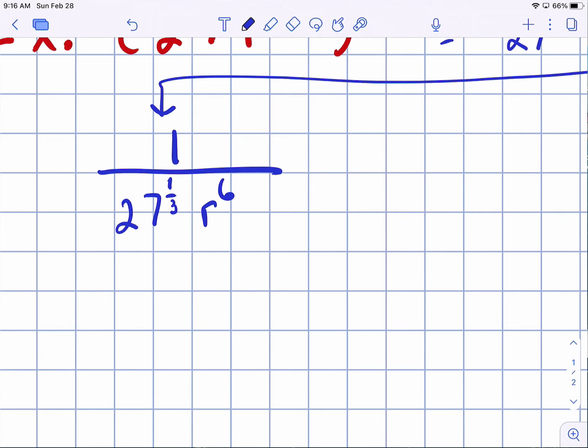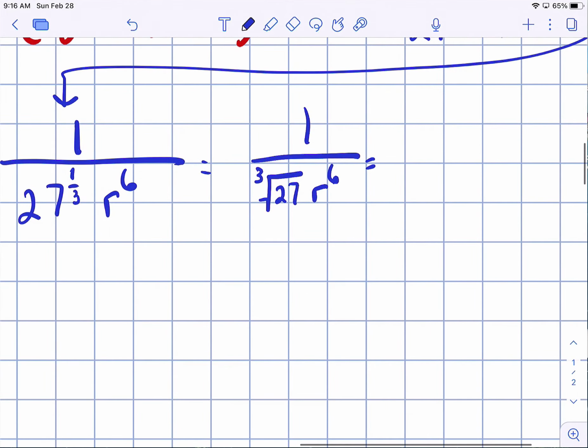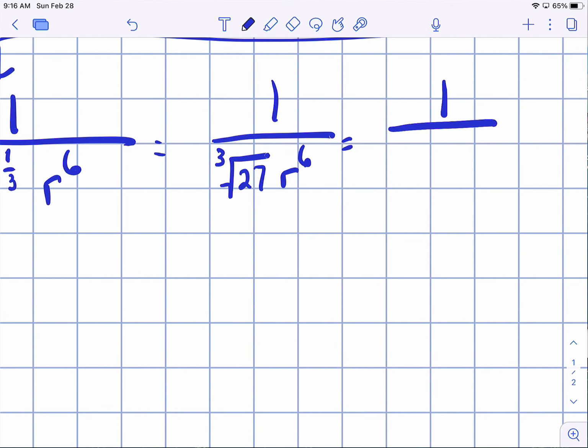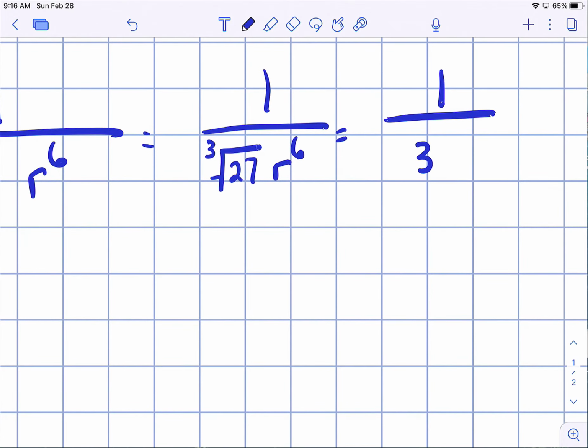Now 27 to the 1/3, that could possibly be simplified. So remember, from 7.2, what we talked about last week, 27 to the 1/3 power is the same thing as asking for the third root of 27. Okay, what is the third root of 27? Again, you could take your calculator, like I showed you in class, and figure out, what number times itself 3 times is 27? And that actually comes out to be 3. 3 times 3 times 3 is 27. So 1 over 3 r to the 6th power.